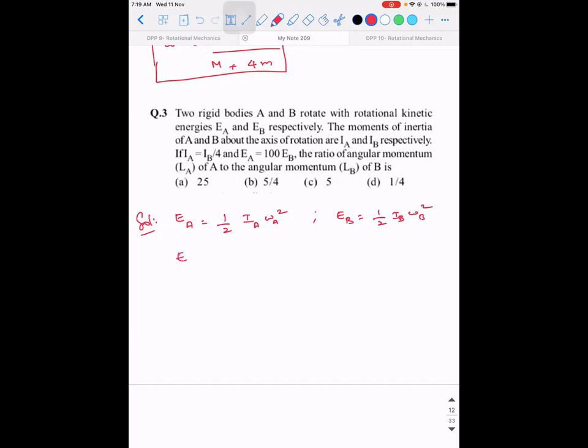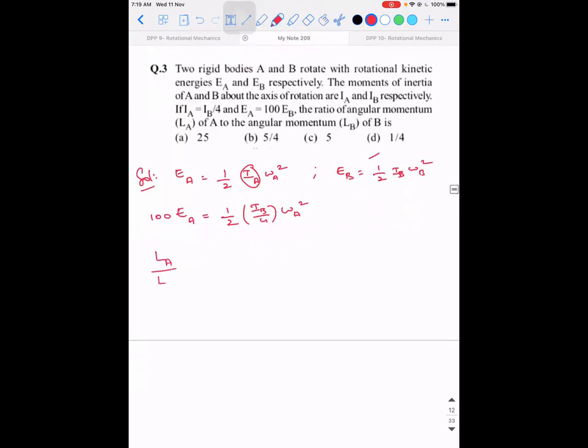So what we will do is, we will write EA in terms of EB. So 100 times EB is equal to half into IA, which is IB by 4, into omega A square. And EB is still this value only. The ratio of angular momentum LA of A to the angular momentum of B is IA into omega A divided by IB into omega B.